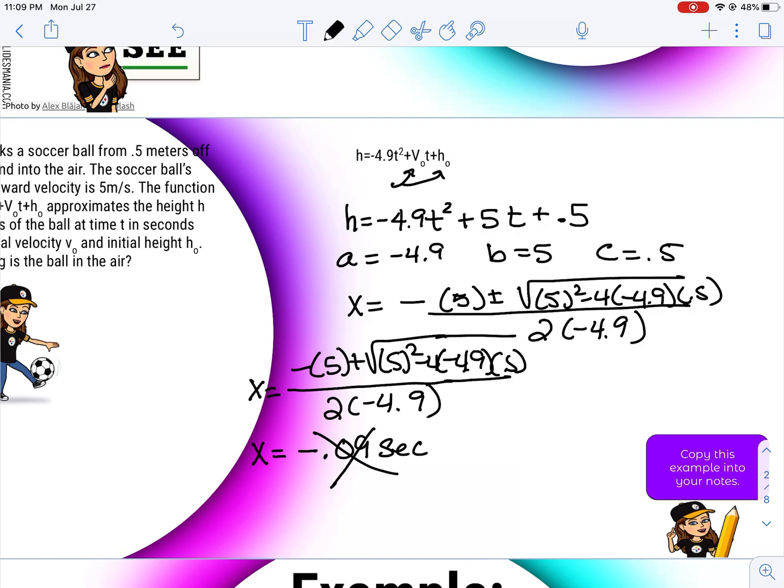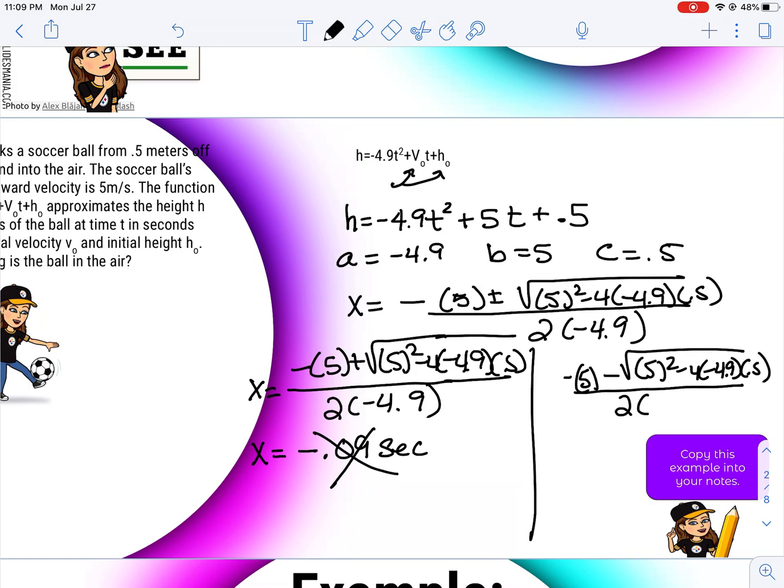Well, you can't have a ball in the air for negative amounts of seconds. So although we got an answer, that one's not a valid answer. So we're going to try it now with the minus sign. So again, on your calculator, hit your fraction bar. In the numerator, we're going to do the same thing, except this time we're going to subtract the square root.